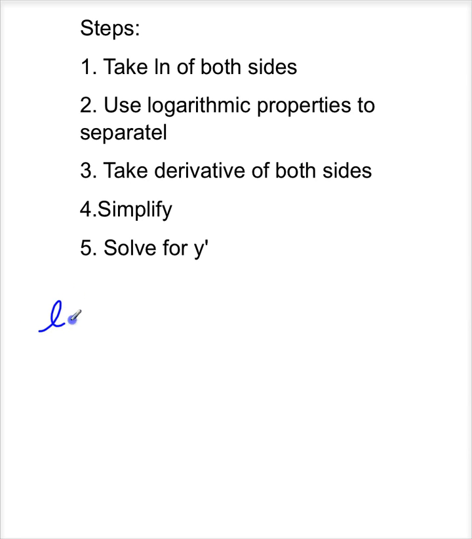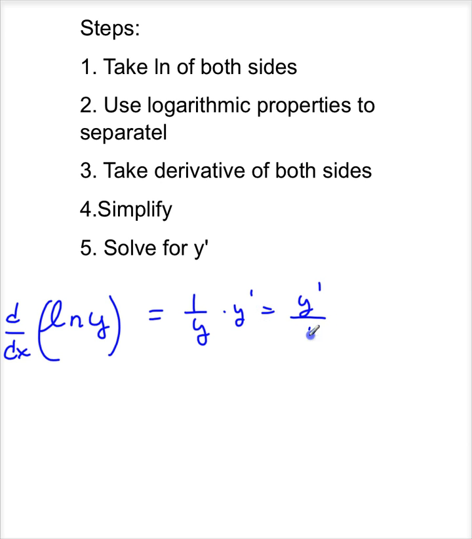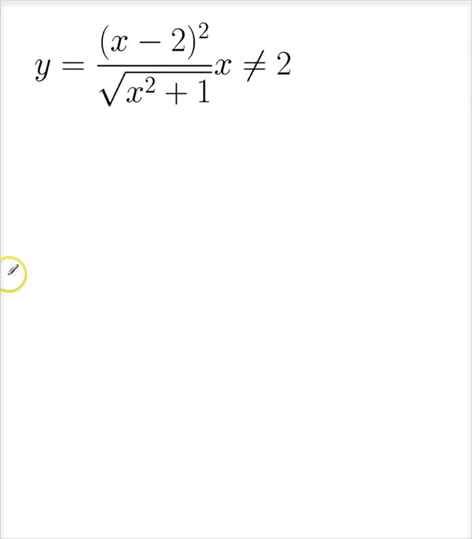Now the biggest trick here is you have to remember that when I take the derivative with respect to x of the log of y, this is going to be 1 over y times y prime. And you'll see me write y prime over y. So suppose I have this function here. y is (x minus 2) squared divided by the square root of x squared plus 1, such that x is not negative 2. And clearly y can't be 0 here for my log function. So step 1, I'm going to take the natural log of both sides.